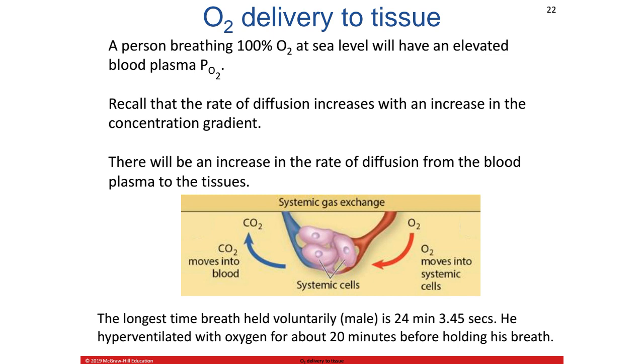So this sort of crazy world record does give some credence to the idea that by breathing hyperoxia, you may actually be able to get more oxygen into your tissues, and in this case, it was allowing him to hold his breath for longer.